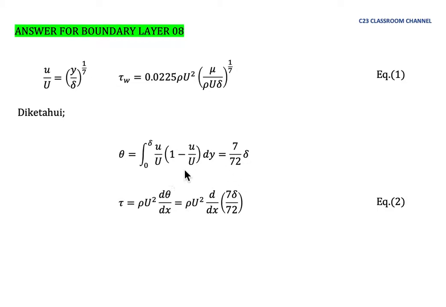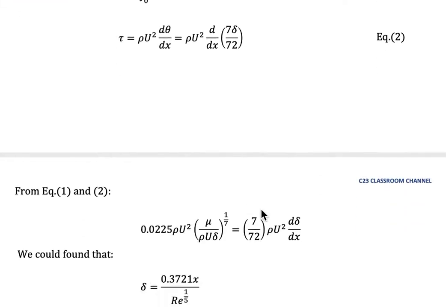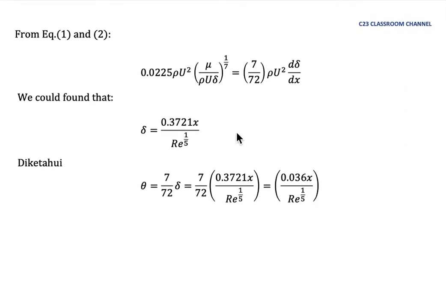And then we substitute the value of theta here in the von Karman equation. We could write tau is equal to rho u square d delta 7/72 delta here. And then we equate it with the shear stress from the Blasius resistance calculation, and then we could calculate the value of delta. The detail about this calculation is given in the previous lesson. You may check that. So the delta is equal to 0.3721x Reynolds number to the power of 1/5.